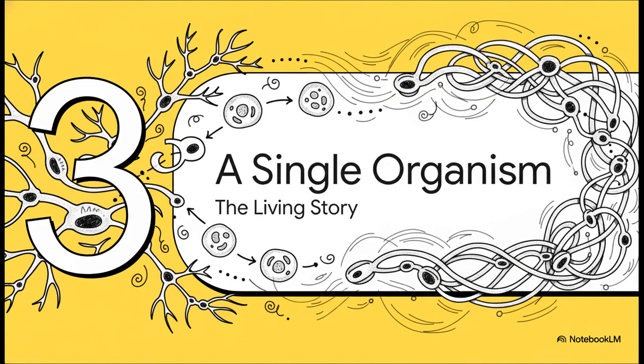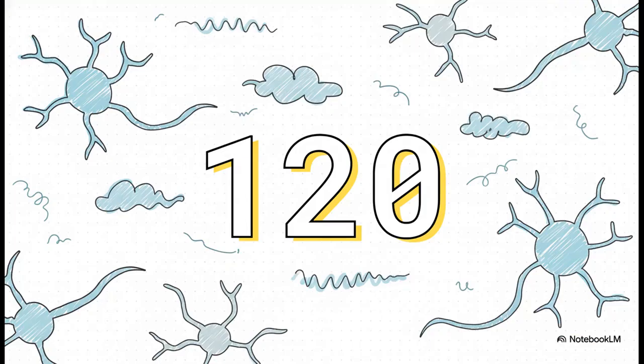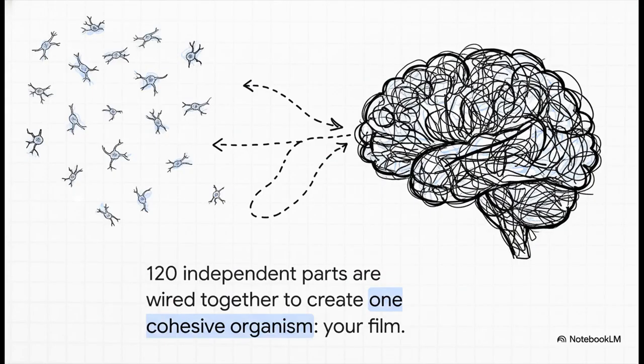So, we've looked at the cells, the neurons, and we've looked at the synapses, how they talk to each other. Now let's zoom out and see how all this comes together to form something much, much bigger. A living organism. Your typical movie script? It's got around 120 scenes. But with this mindset, that's not just 120 pages of text. That's 120 neurons. Or, as our source material beautifully puts it, 120 short breaths. And this is the whole point. You take those 120 independent parts, you wire them together at the beginning, middle, and end, and you create something entirely new. It's not a collection of scenes anymore. It's a single, cohesive entity with one name, one identity.